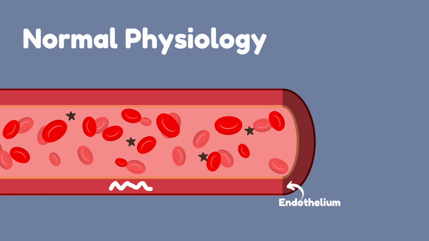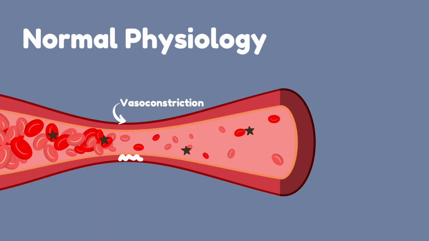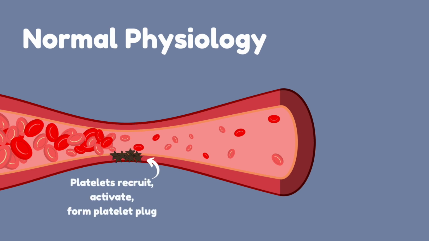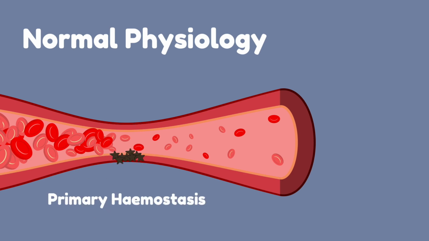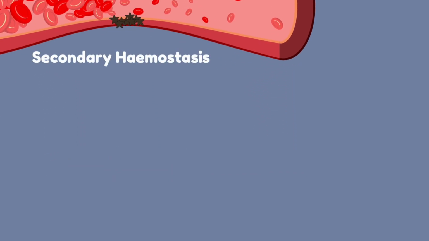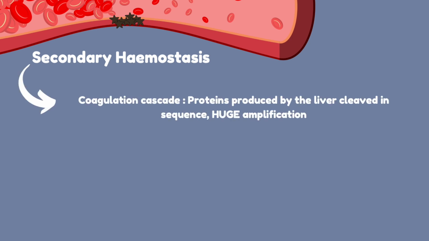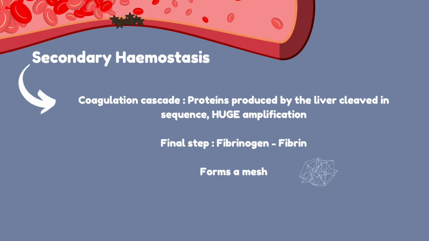When there's damage to a blood vessel, the body vasoconstricts to reduce blood flow. Platelets adhere to the damaged region, recruiting and activating other platelets to form a platelet plug. This process is primary hemostasis. Naturally, this is followed by secondary hemostasis, or the coagulation cascade, where clotting factors become activated to cleave each other in a particular sequence, with huge amplification. The final step activates fibrinogen into fibrin. This polymerizes and forms a mesh over the injury, thus forming a hard clot.